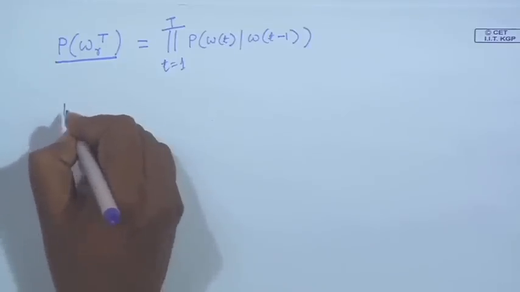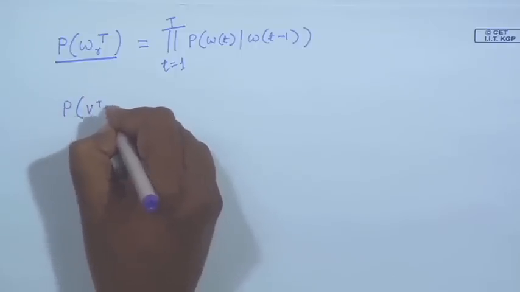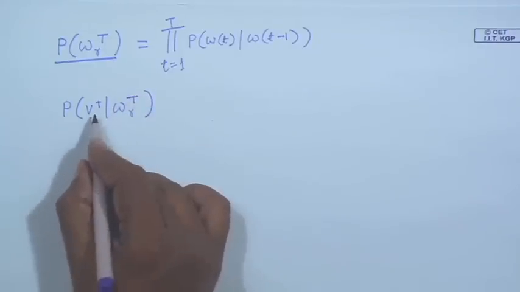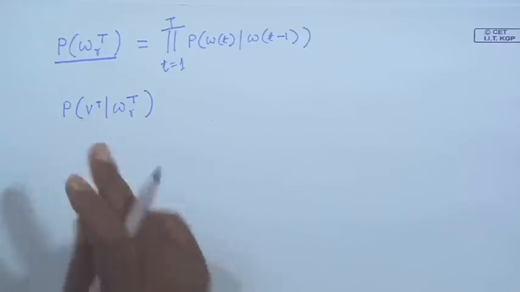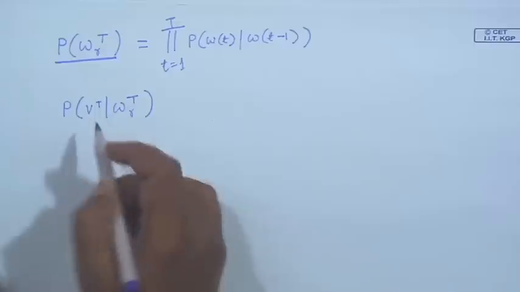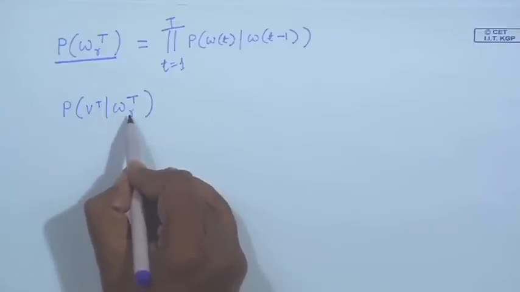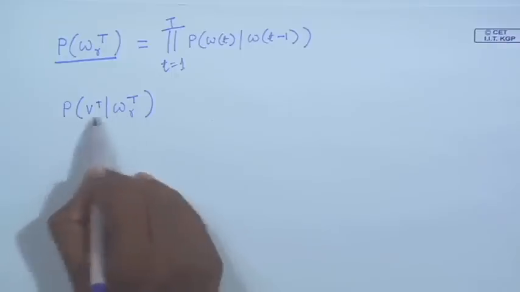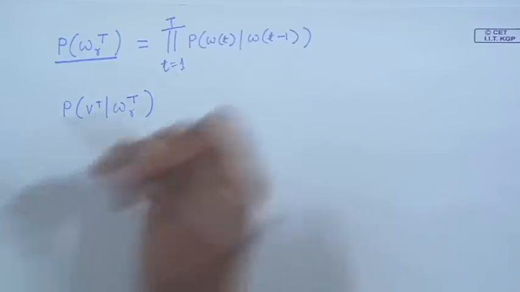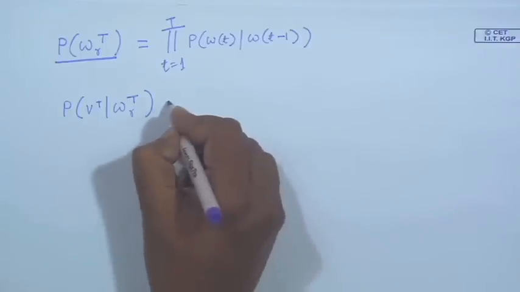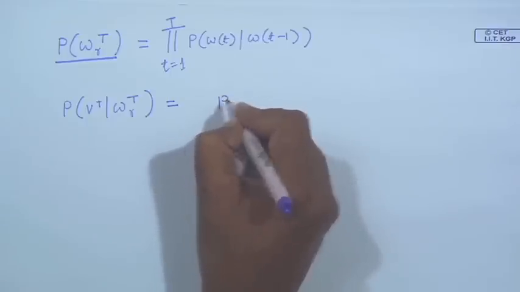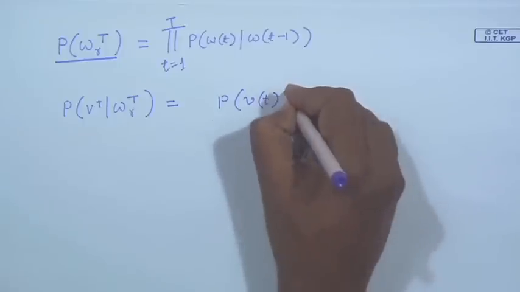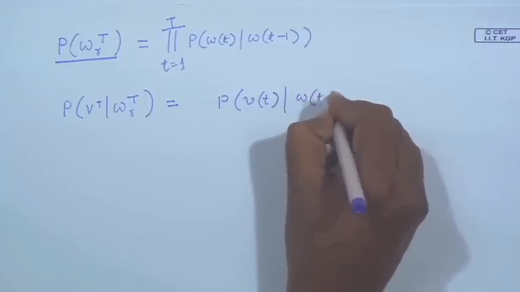Similarly, I can also compute P of V t given omega r t. So, you find that this is a visible symbol. If I take a particular instant, say the first instant, the first visible symbol is emitted by the first state in the sequence omega r. So, this is nothing but the probability of emission of visible symbols. Accordingly, I can write this in the form: the probability of emission of visible symbol at time step t given the machine is in state omega at time step t.